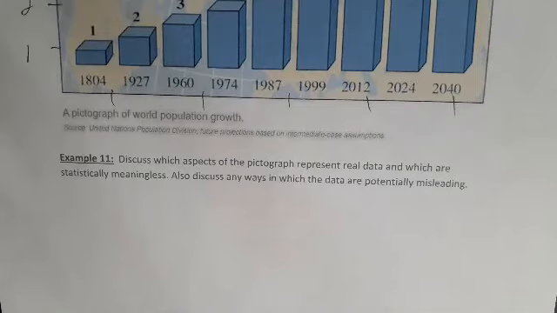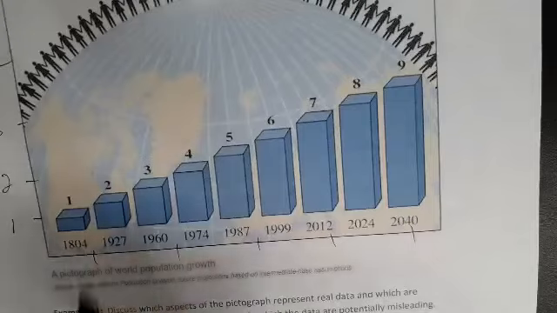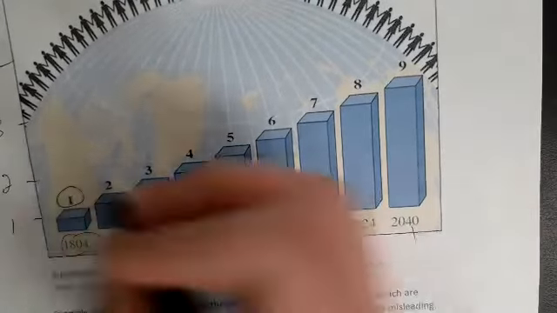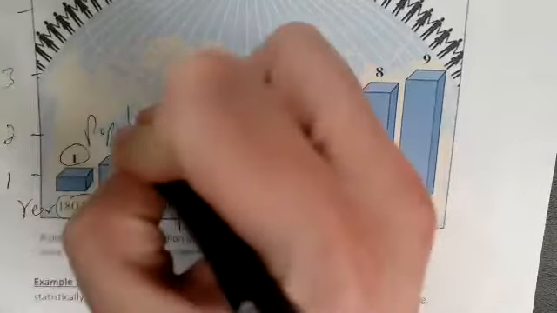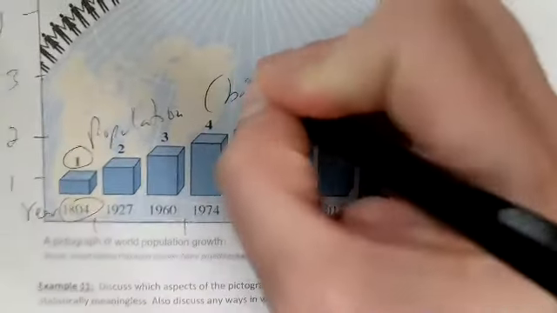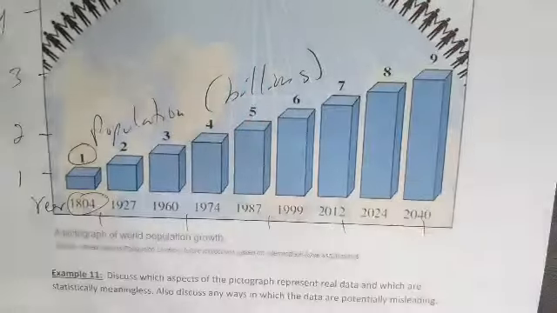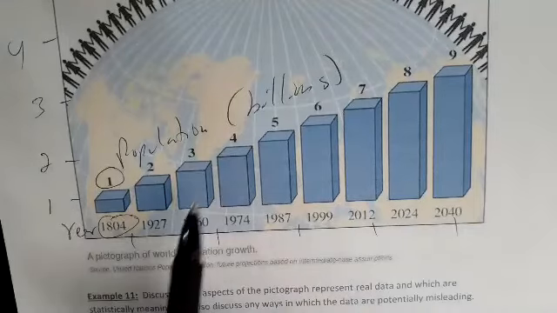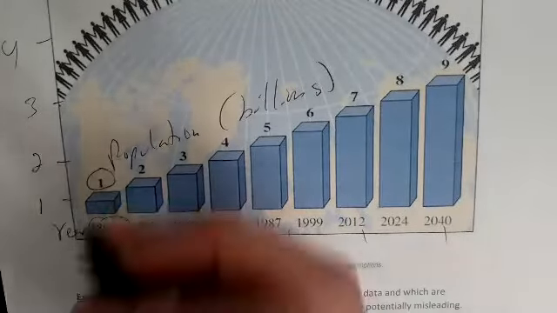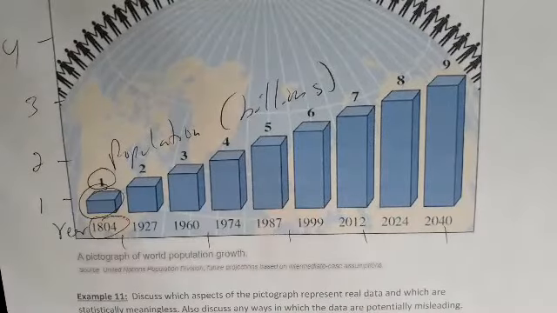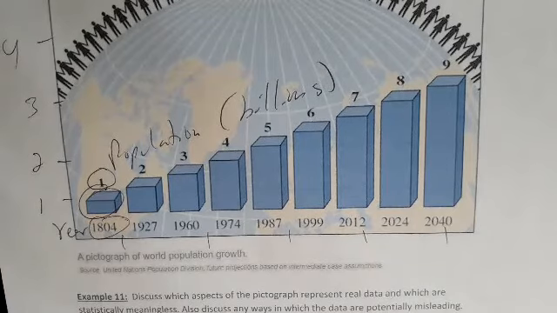Discuss what aspects of the pictograph represent real data and which are statistically meaningless. So the real data is the year, the population in billions, and maybe the bar itself. The length of the bar is accurate to how large the population is. So those are basically the three pieces of information that they're giving us. They're giving it to us in a really weird way.